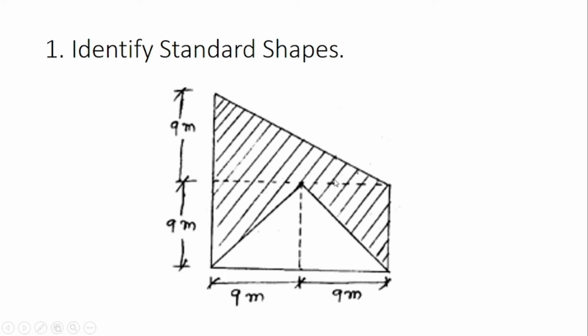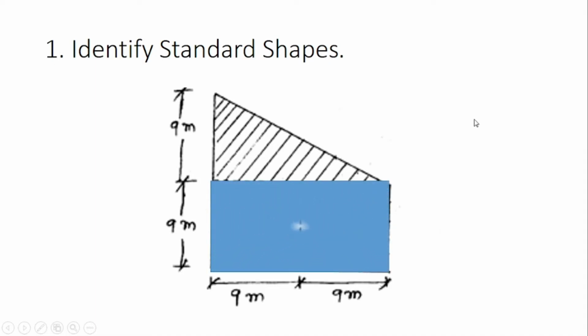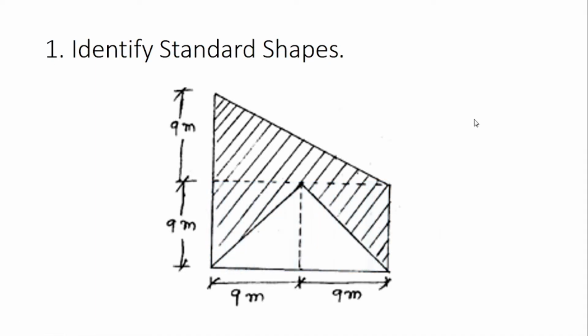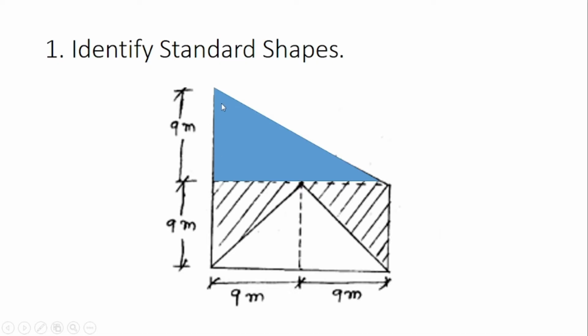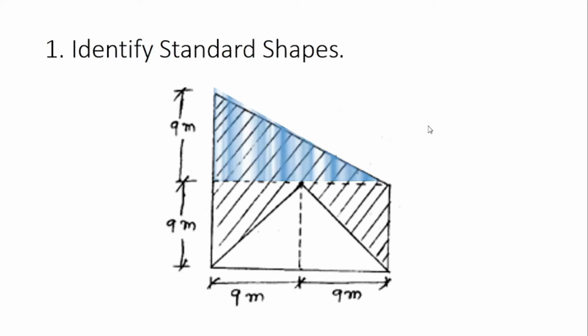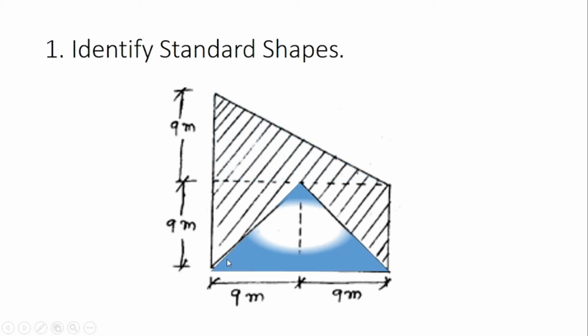So start with this rectangle. As you can see, there is a big rectangle present at the bottom of this figure. After that, we will easily identify a triangle located at the top of this figure. Then we can see a triangle over here, but there is a catch.